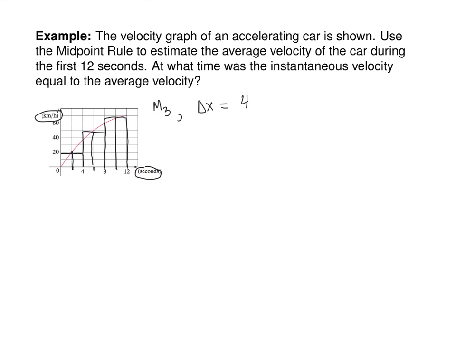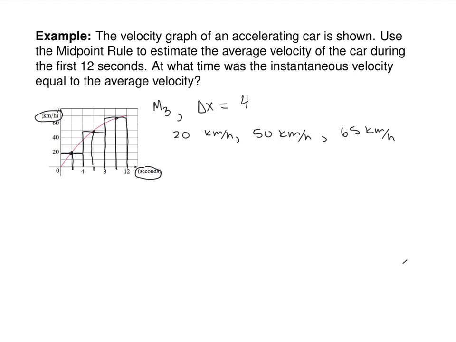So this first one looks to be 20. So we have 20 kilometers per hour. The second one, that appears to be 50 kilometers per hour. And this last one right there appears to be 65 kilometers per hour. Your estimates might be different than mine, but that's approximately what I think that they are. Now, let's change those kilometers per hour into meters per second.